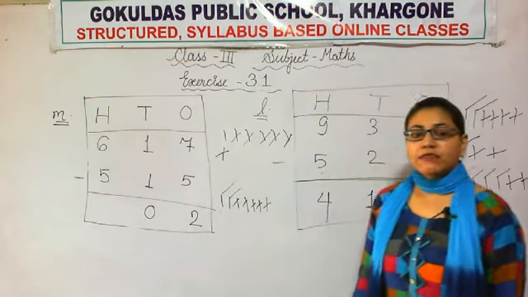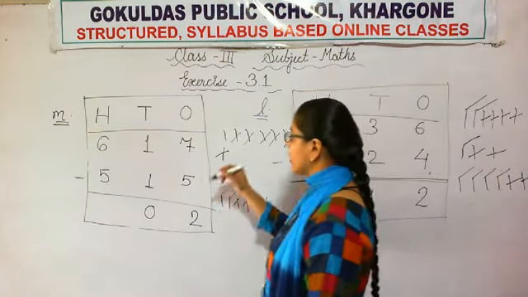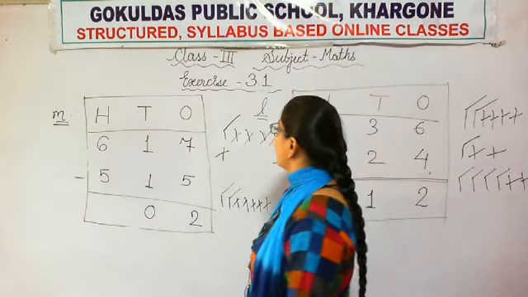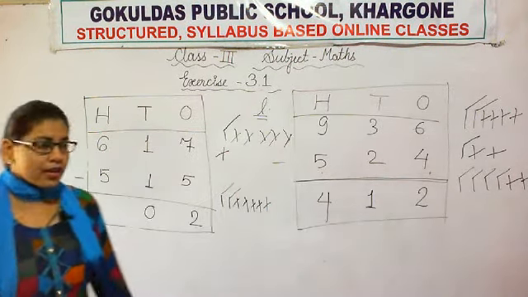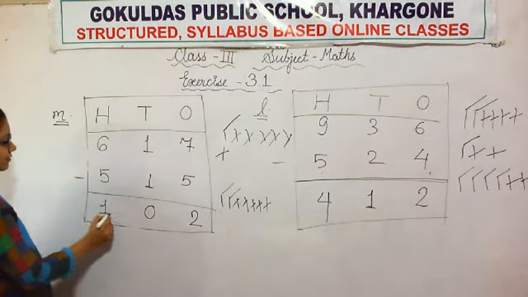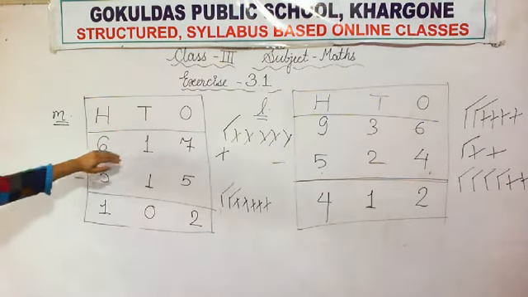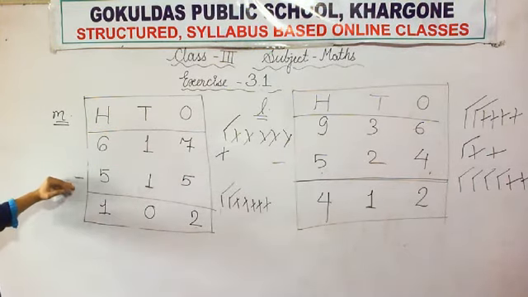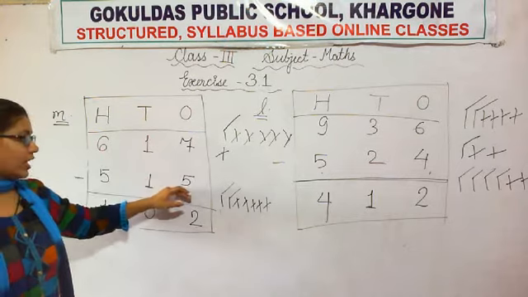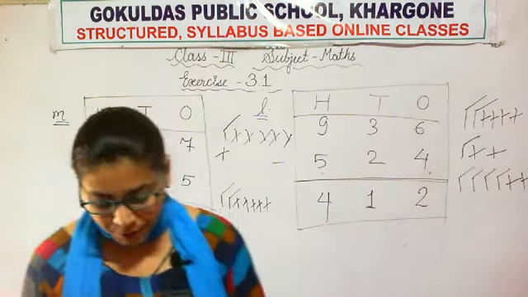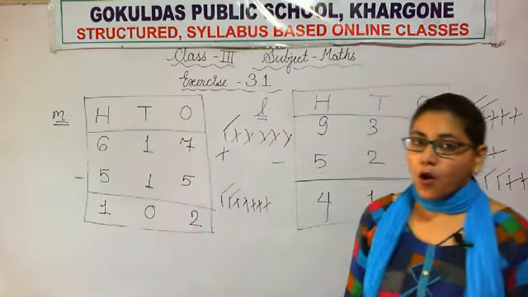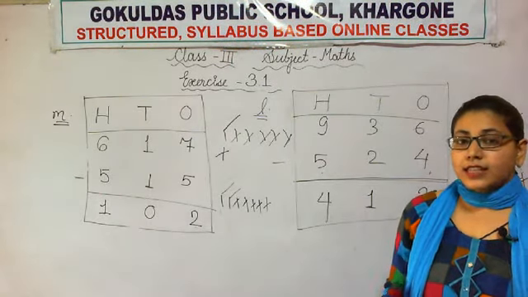Now we had cancelled 5 sticks. Now let's count the remaining one. 1. Only one stick is left. So we will write the number 1. So 617 minus 515 is equals to 102. Now I hope you all are getting how to do 3-digit subtraction.